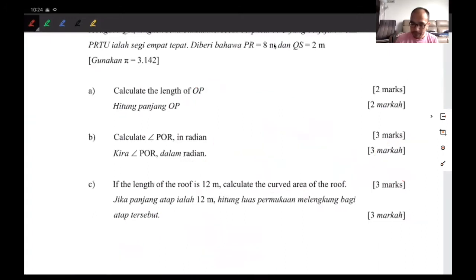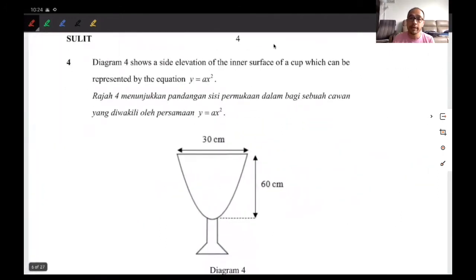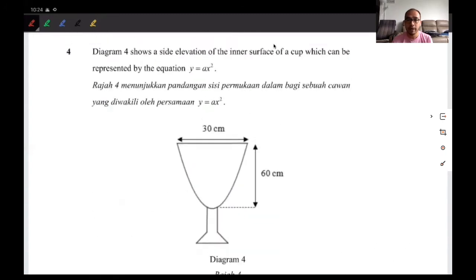Okay, question number 4 is an integration question. Diagram 4 shows a side elevation. This question is similar to last year's SPM question, but the SPM one used a bowl. Okay, this one is the inner surface of the cup, which can be represented by the equation y equals ax squared. Find the value of a.